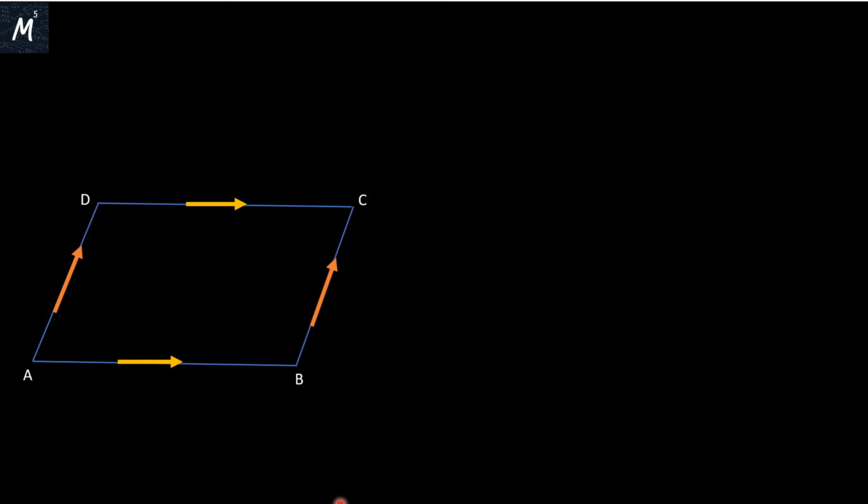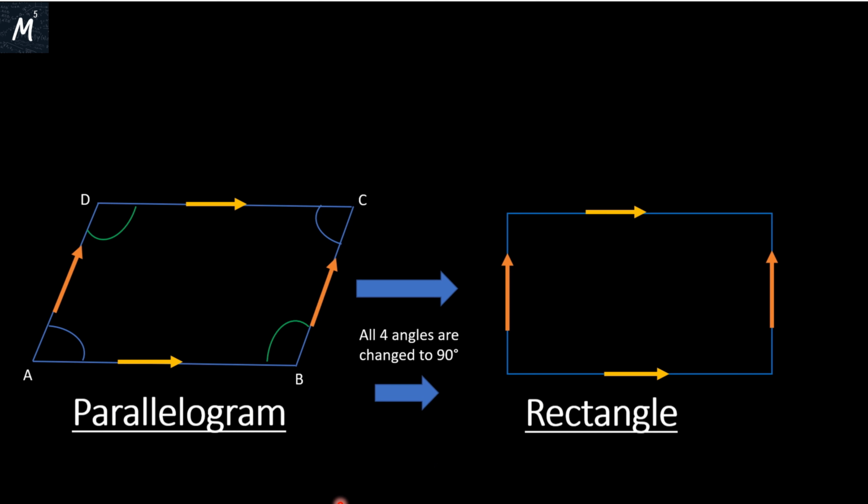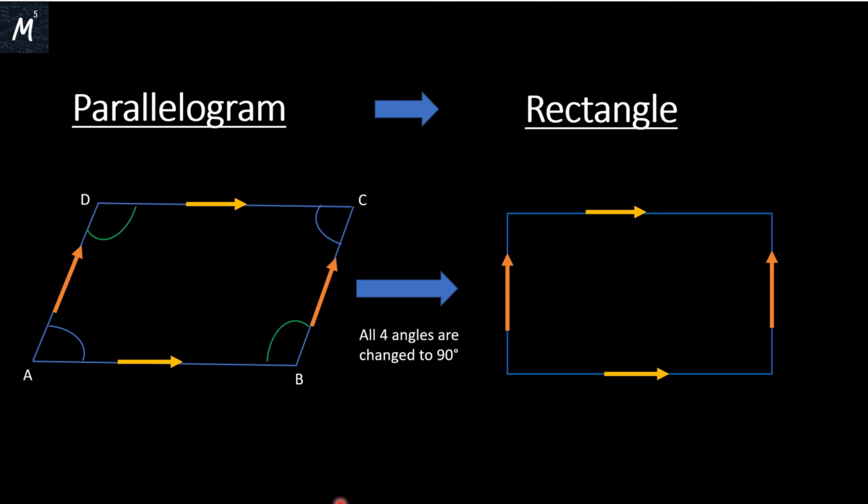Now, the next one. So this is a parallelogram and these are all the four angles. I am going to now change all the four angles to 90 degrees. So what shape are we going to get? This. So we can identify this shape now. Yes, you are right. It is a rectangle. So when we change all the angles in a parallelogram to 90 degrees, we get a rectangle from a parallelogram.